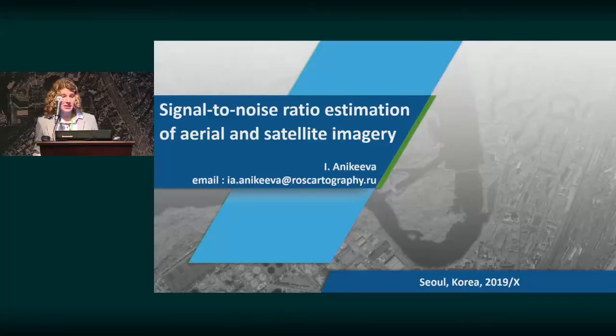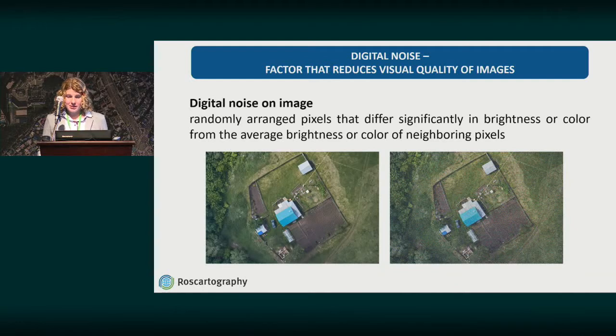As Alexander mentioned, we will look into signal-to-noise ratio estimation of aerial and satellite imagery. Digital noise is one of the factors that affects the quality of aerial and space imaging materials. This slide contains the definition of digital noise on image. And we have two images, one with noise, the other is noiseless.